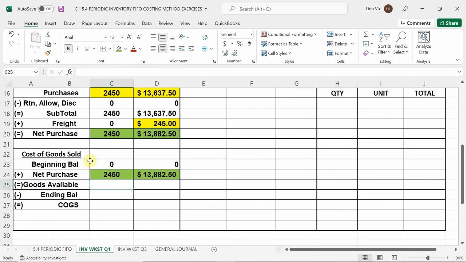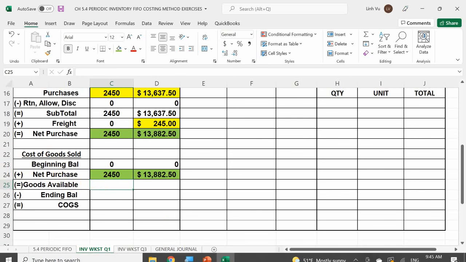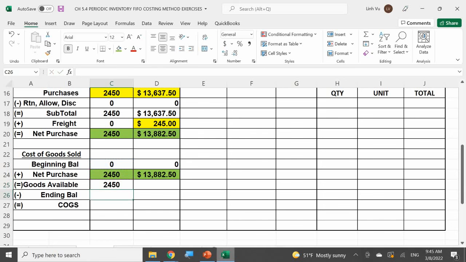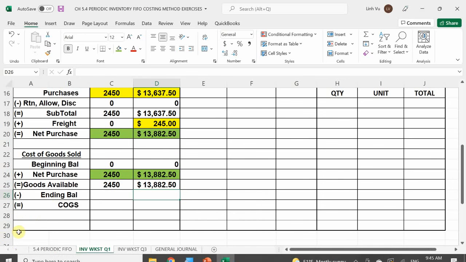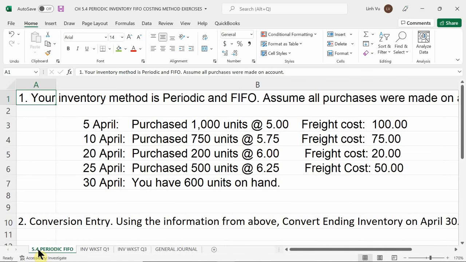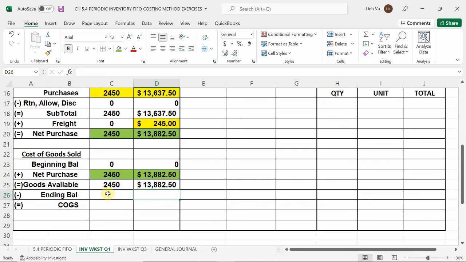And of course, I need to solve for my goods available, which is usually beginning plus net purchases. So in this case, I don't have beginning inventory, so therefore whatever my net purchases is going to become my goods available. Okay. So then we were given a piece of information at the end of the accounting period. In this case, April 30th told me that I have a total of 600 units left on hand.